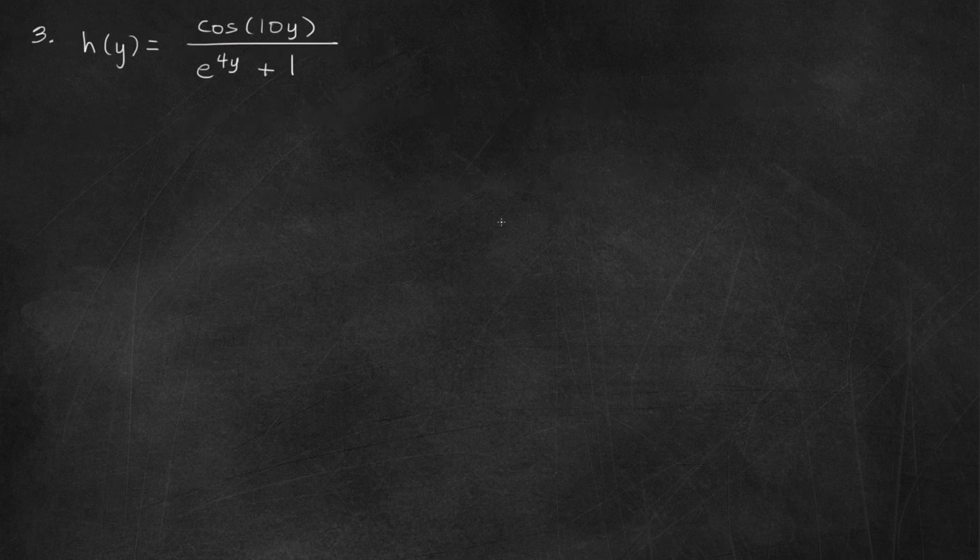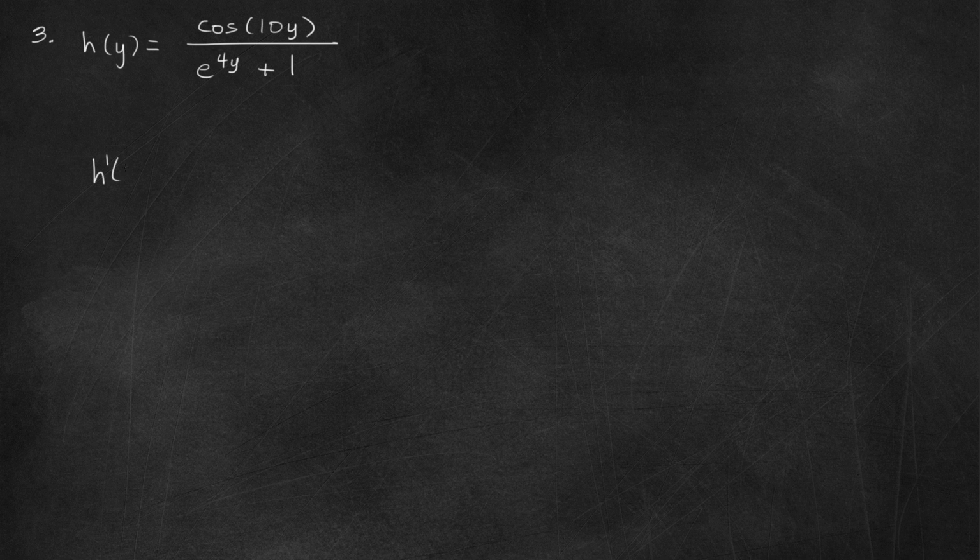Number 3, h of y equals cosine of 10y over e to the 4y plus 1. So here I'm going to use the quotient rule to start. I'm going to need chain rule when I take the derivative of the top because it's cosine of stuff. But I'm also going to need chain rule when I take the derivative of the bottom because it's e to the stuff. And again, they're different stuffs, but if I do this slowly, I should be able to keep it straight in my head. So I'm going to start out using quotient rule.